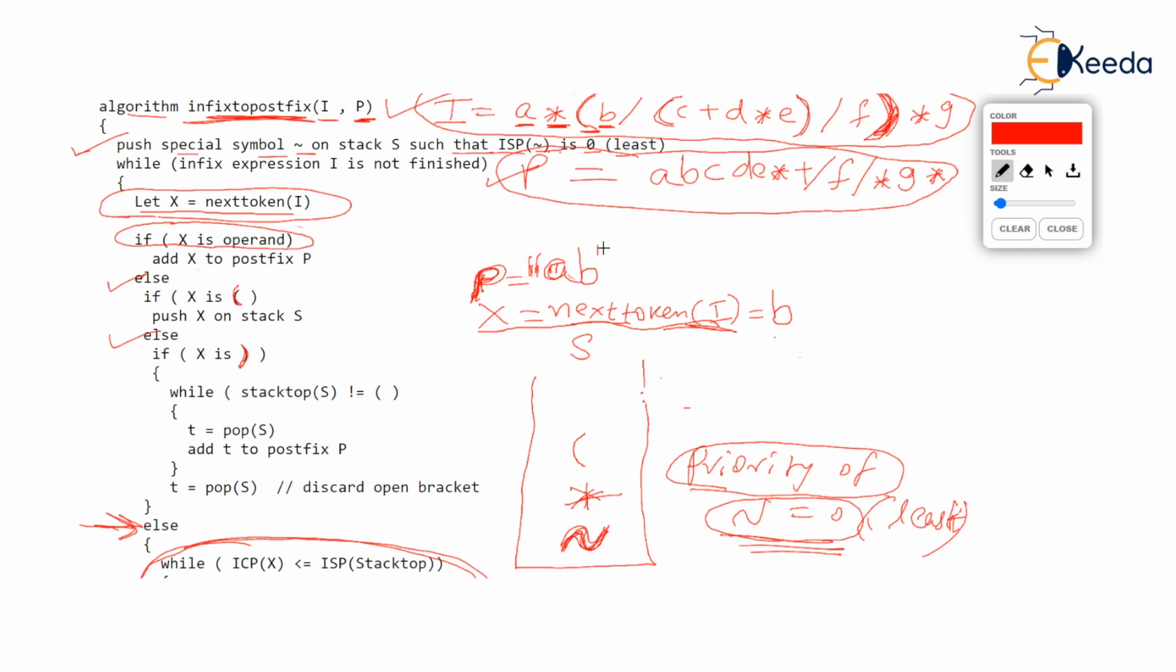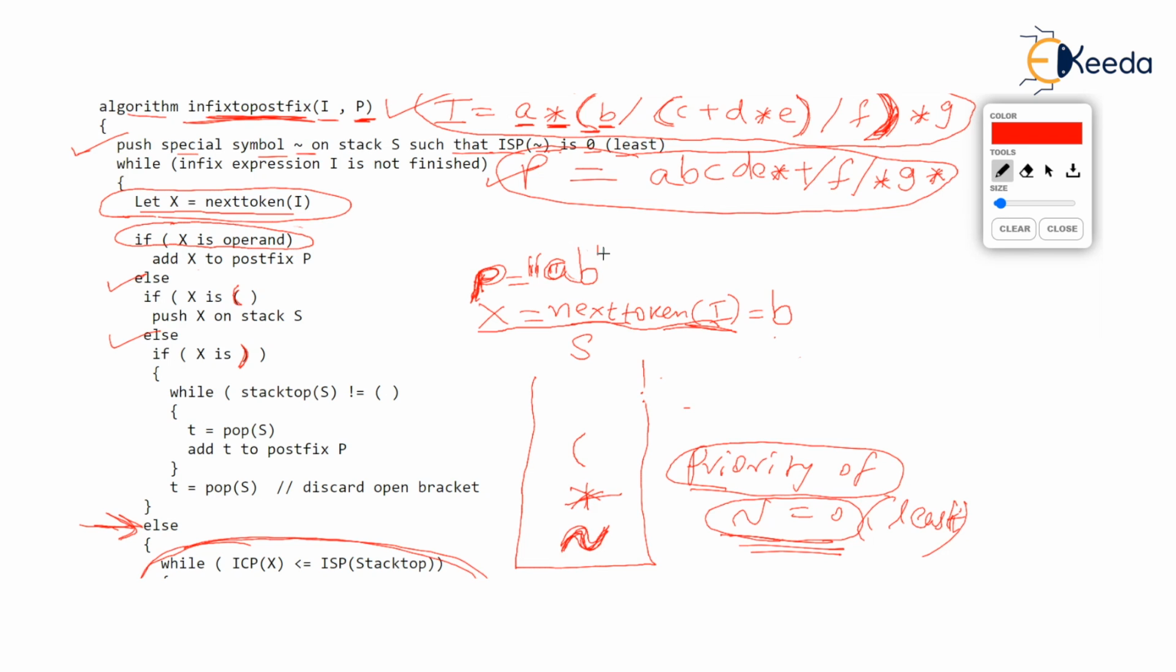Just summarize it with me. If the next token is an operand like A, B, C, then very simple case, simply add it to postfix. Second case, if X is open bracket, good news. Open bracket will be simply pushed on the stack. Don't look at top of the stack. Don't worry. Simply push open bracket on the stack.